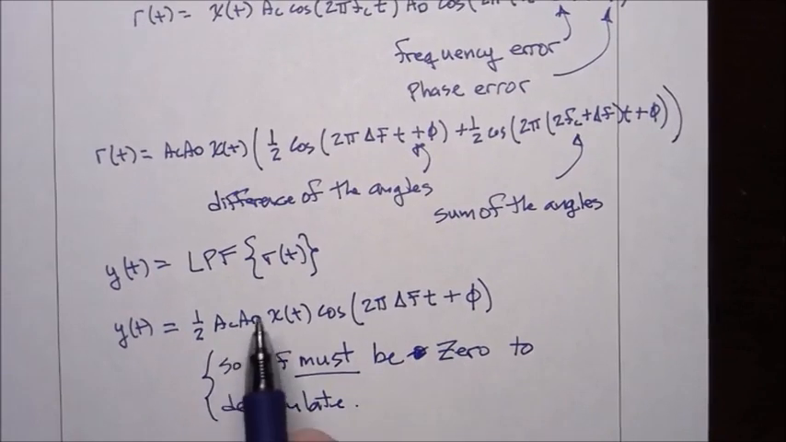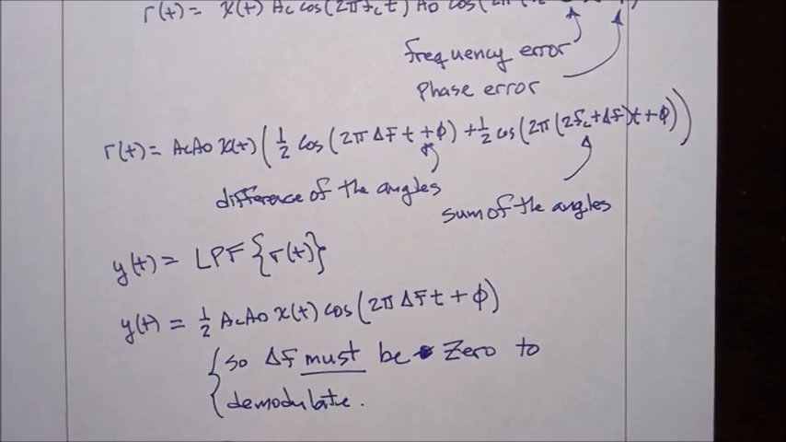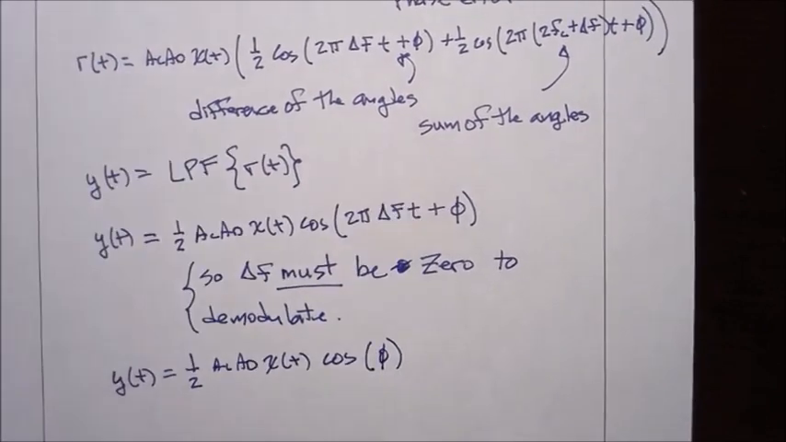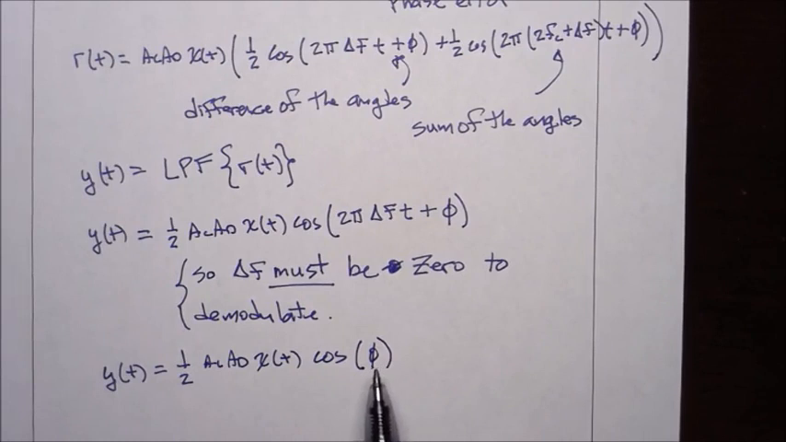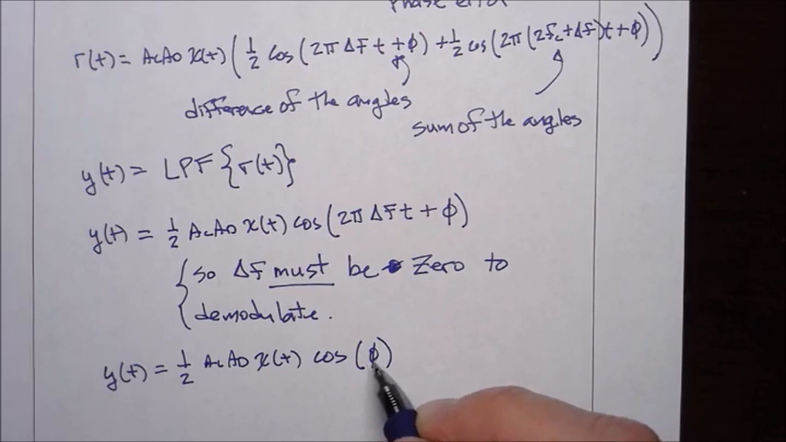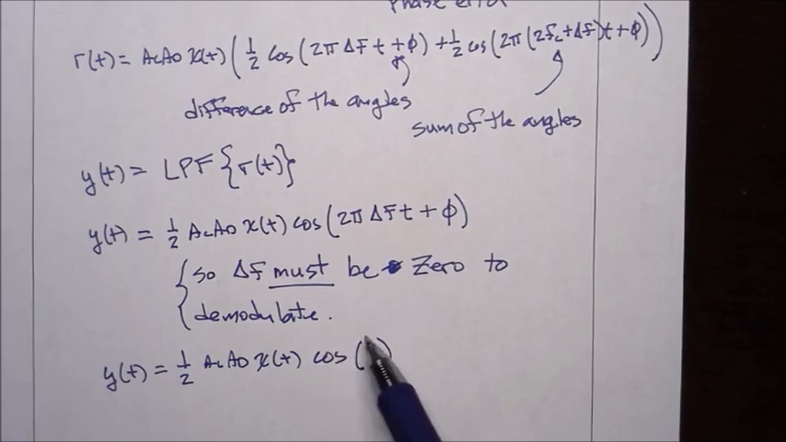So that is our first conclusion. Now, if delta f is equal to 0, we would have y of t equal to 1/2 AC times AD times x of t times cosine of phi. Phi does not have to be 0. If phi is 0, cosine of 0 is 1, and that works out perfectly well. But we'll be able to get a copy of the original message signal as long as phi is not close to 90 degrees, or plus or minus 90 degrees. If the phase error is close to 90 degrees, then the cosine of 90 degrees is going to be nearly 0, and that's going to take out the message signal.